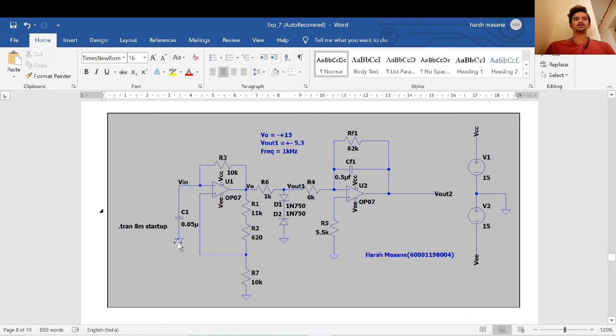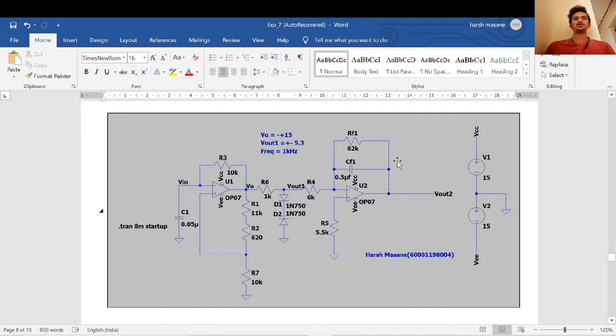For this, my first stage will be the astable multivibrator, and its output will be a square wave. Now this square wave voltage, which is plus minus 14 volt, I am going to clamp with the help of the Zener diode. Here I am using Zener diodes of 4.7 breakdown voltage. So my output Vout1 will be plus minus 5.3 volts.